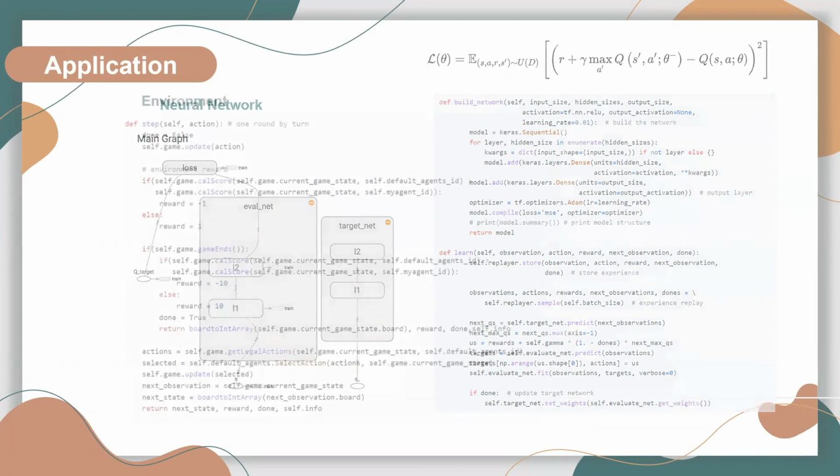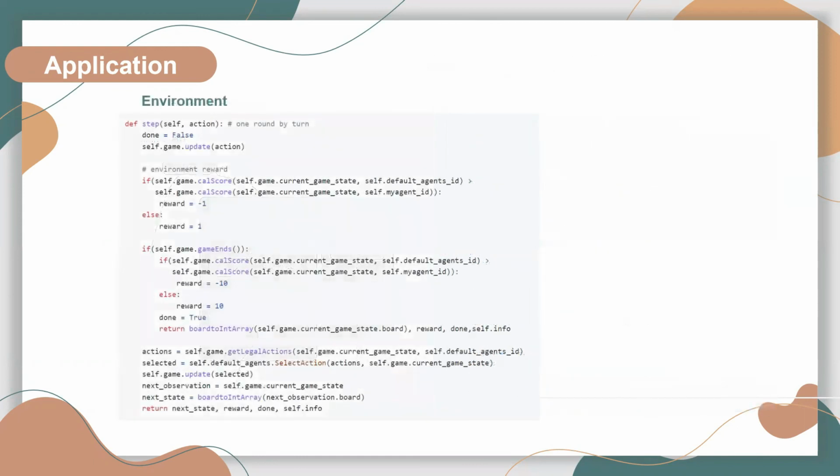Next page, the environment. The main functions are step and reset. The step function aims to output proper one-round rewards and endgame rewards according to the agent's actions. The reset function is aimed to initiate the whole game.